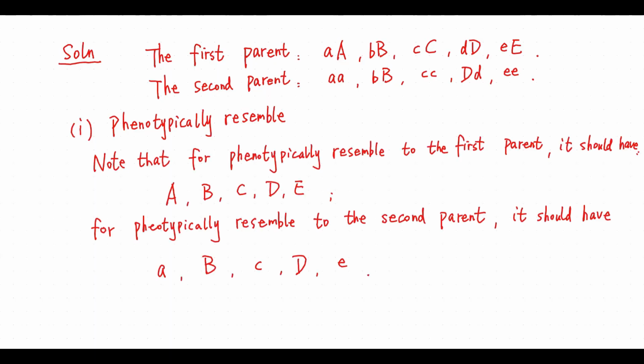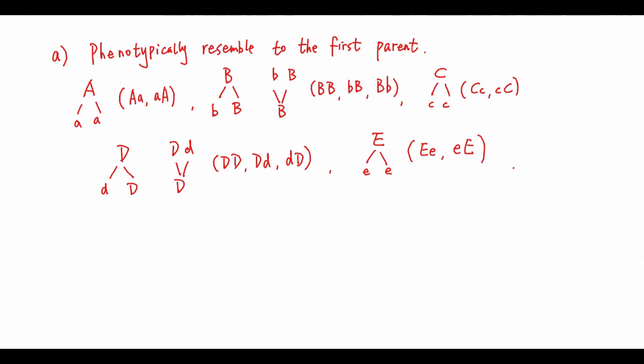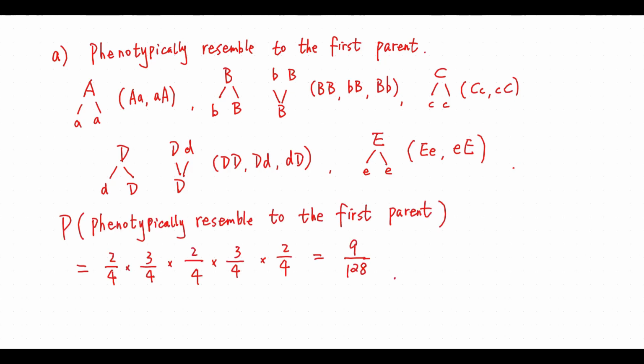Note that for phenotypically resembling the first parent, it should have those 5 letters. For phenotypically resembling the second parent, it should have those 5 letters. A. Phenotypically resemble the first parent. This case is illustrated by this figure. So the probability for this case equals 9/128.